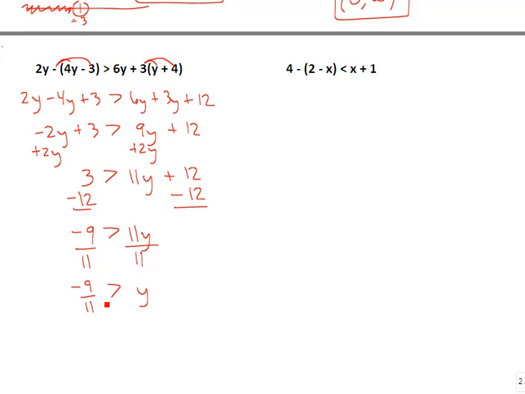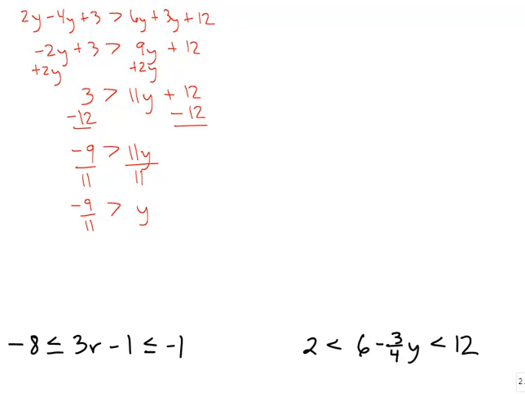Now, when I look at this solution, it's tempting to do this incorrectly because we see that negative 9/11ths, so we graph it, put an open circle around it, and then we see that greater than symbol, so we immediately think that we should be shading to the right.